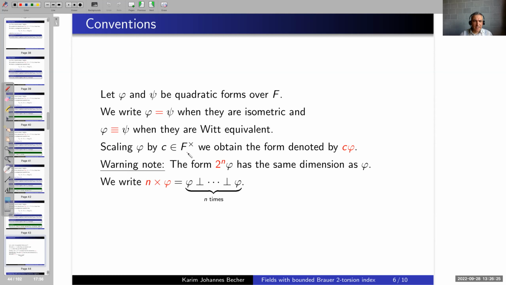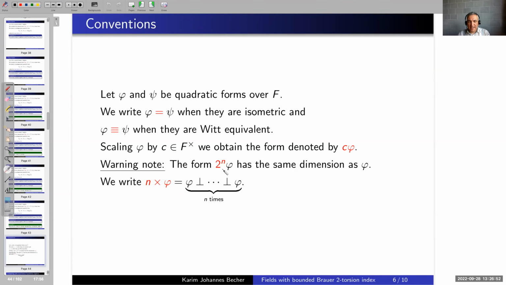Now I want to still give a warning. There will be a lot of 2's coming up because of these 2's in the trace form of a quaternion algebra, and we should distinguish between making an orthogonal sum of a quadratic form 2 to the n times, or n times, and scaling the quadratic form by 2 to the n, which will really come up in the computations, both.